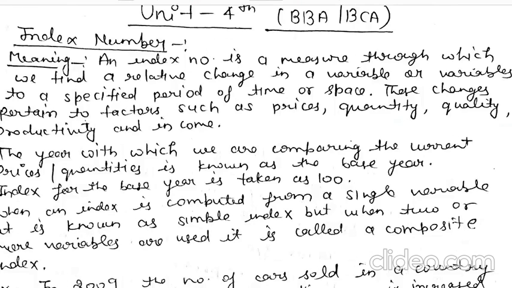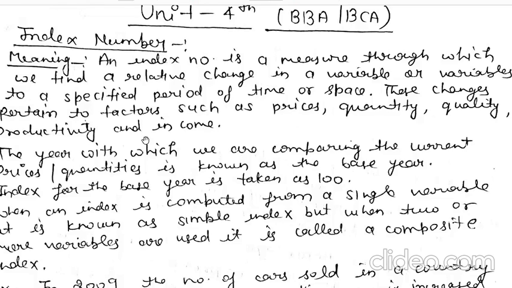So let's see, what is the meaning of the index number? An index number is a measure through which we find a relative change in a variable or variables over a specified period of time or space. The time period is important here. In a specified time, if a number is showing the variation in that time period, then that number will be an index number, right?